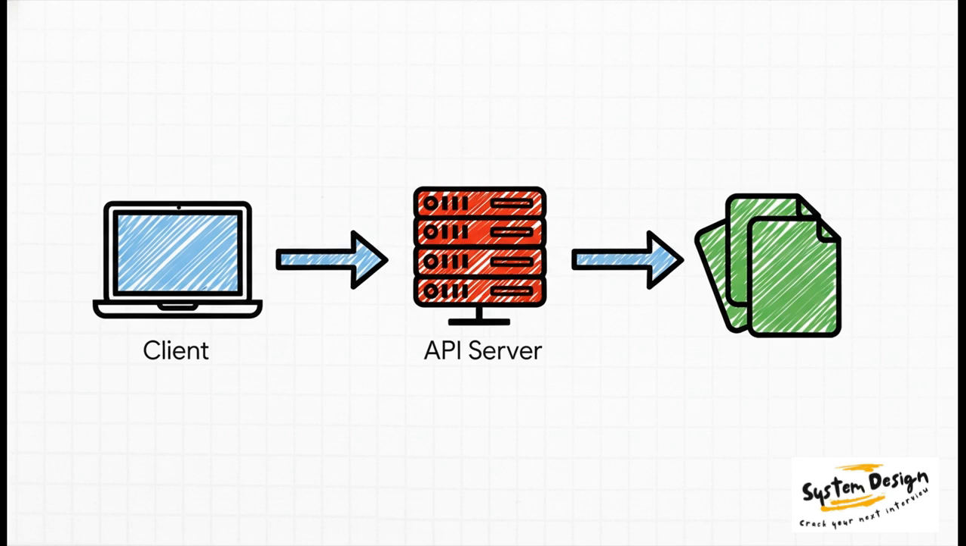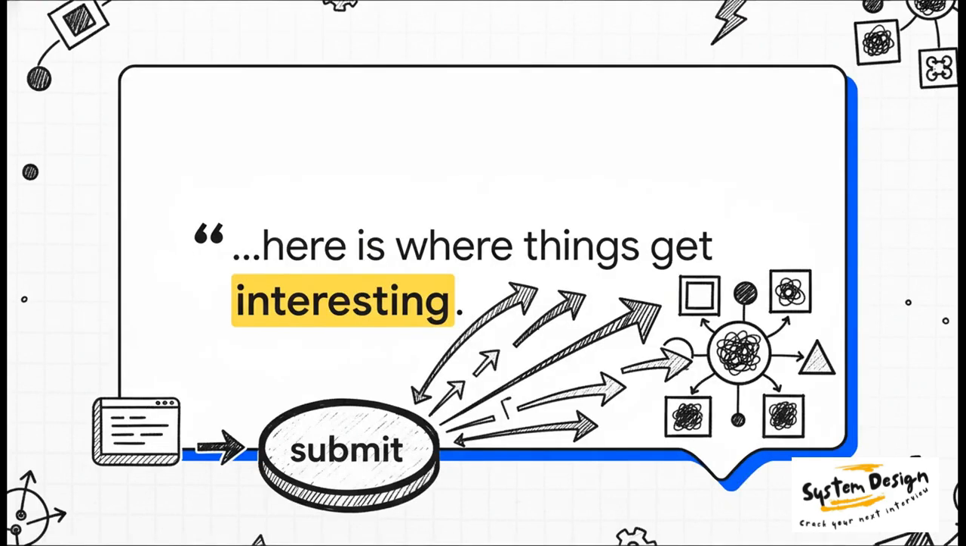And here, a NoSQL database is a great choice. Why? Because each problem is its own self-contained package of information, so we don't need a complex web of tables. It's flexible and scales really well. But let's be real, just displaying text is easy. The real magic and the absolute heart of this whole design challenge happens the moment a user hits that submit button. This is where things get interesting.